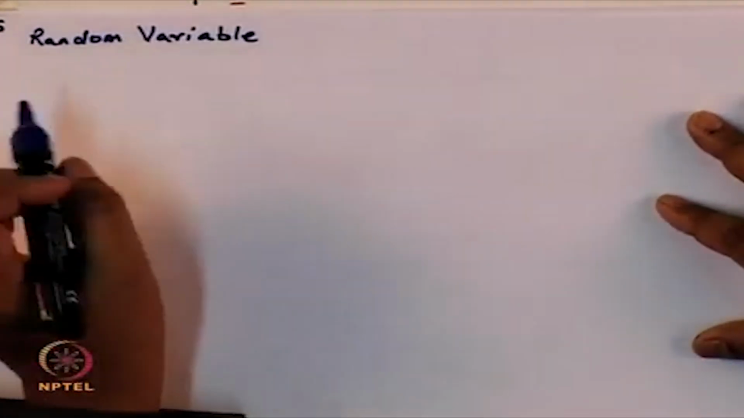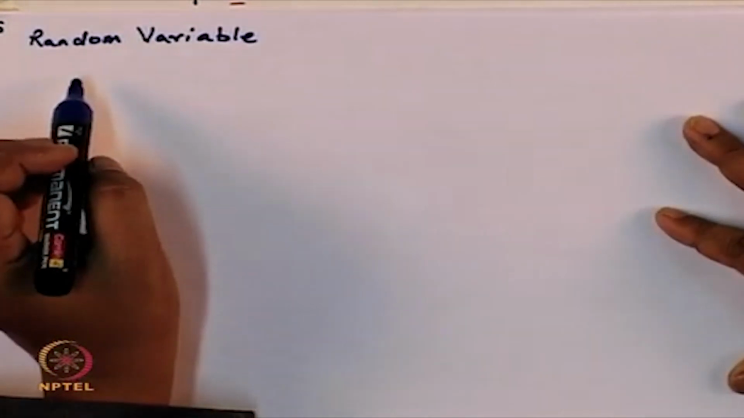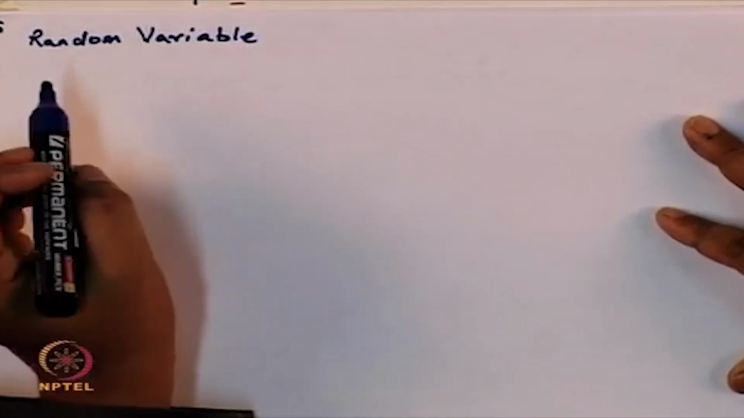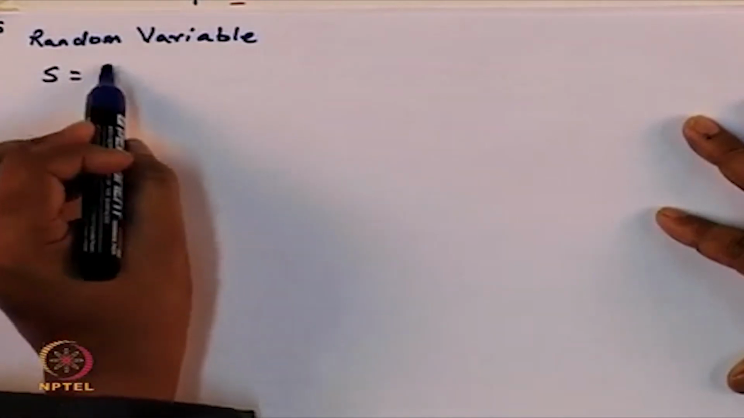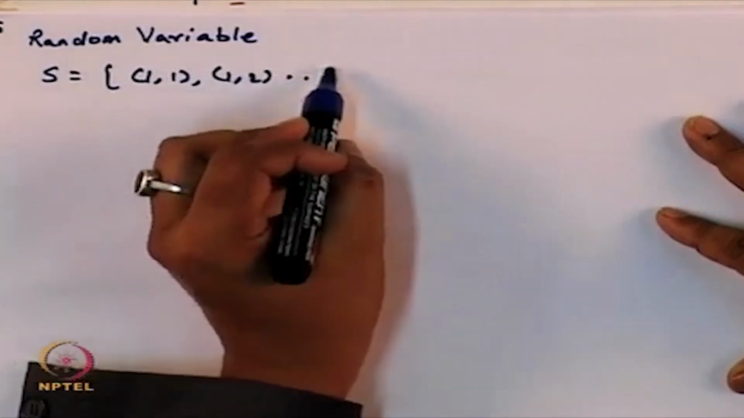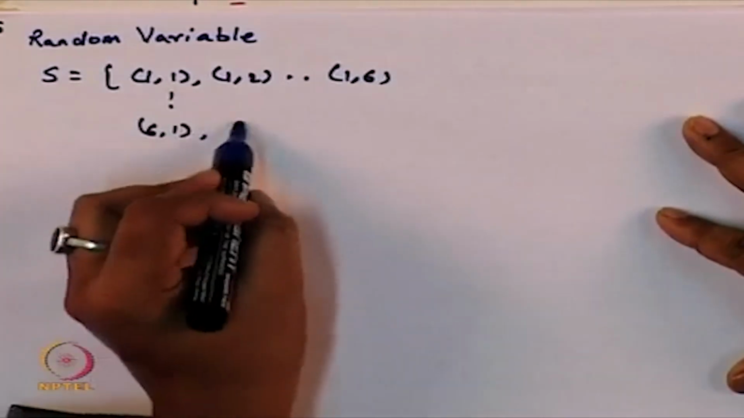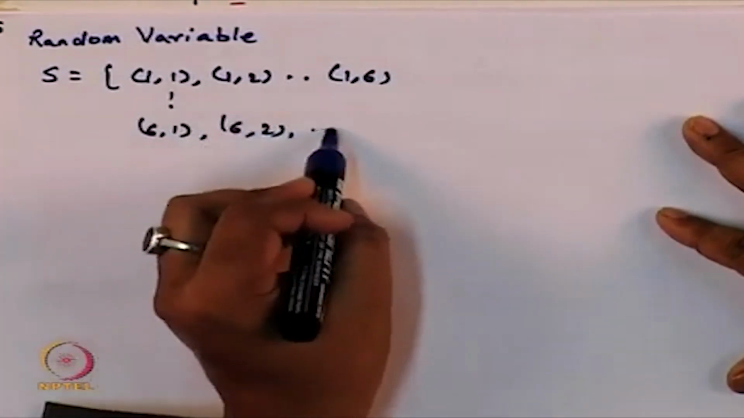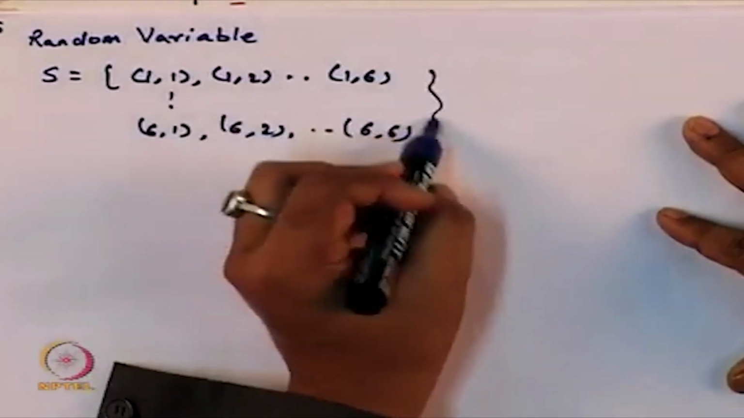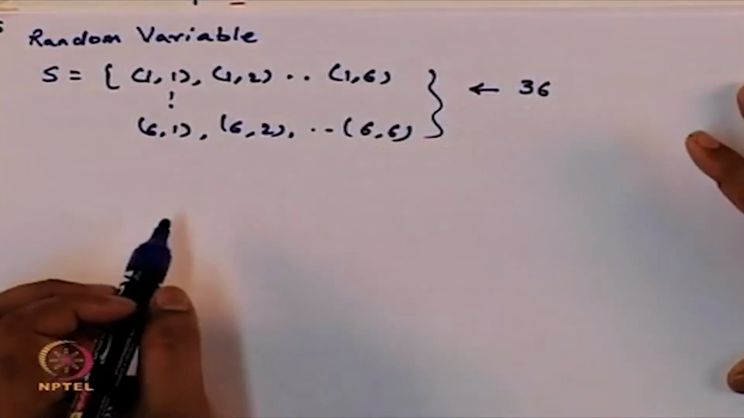Okay. So, imagine I am tossing a coin twice, or rolling two dice together. In that case my sample space is 1 1, 1 2, so on and so forth up to 1 6, and so on up to 6 6. And as I have discussed before, we have 36 different possibilities.